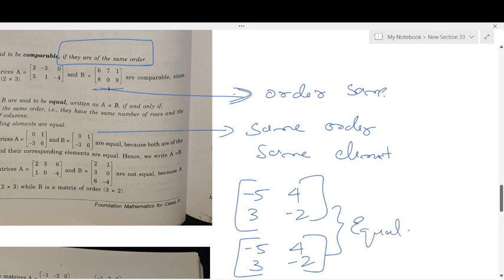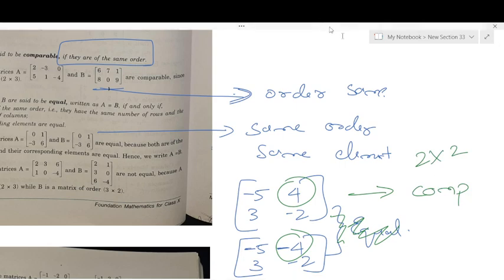Even if one element is different, for example, in the second matrix, if I put -4, is everything equal? Are they equal or different? What do you call it, students? Which is different here? -4 and 4. So this is not equal. But can I call them comparable matrix? Are they in the same order? Yes, you can call them comparable matrix.